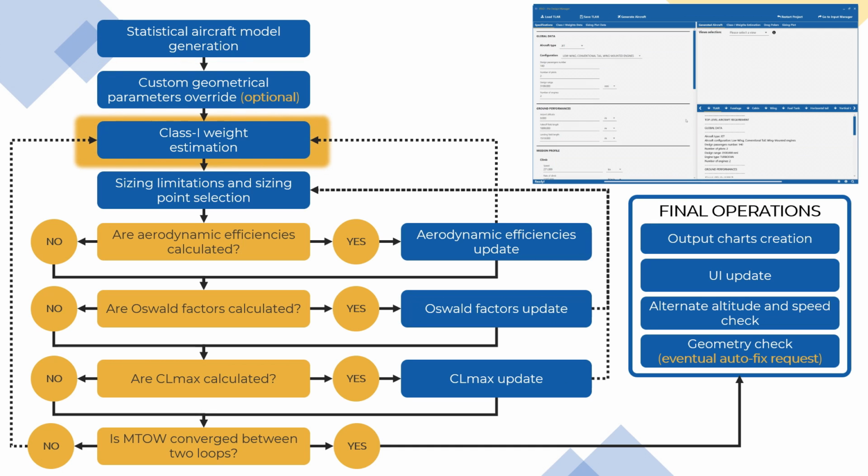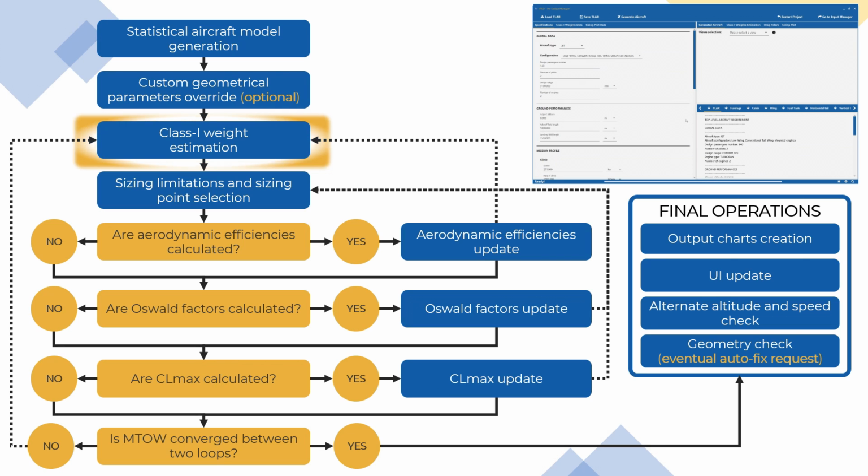A preliminary estimation of aircraft masses is carried out by means of a Class 1 weight estimation module. This allows to obtain an initial maximum takeoff weight breakdown, including major contributions like the empty weight, the payload and the mission fuel. More details on the behavior of this module will be provided in a separate video.